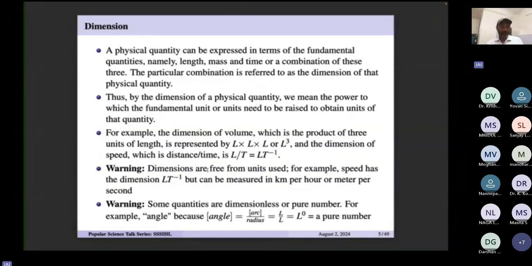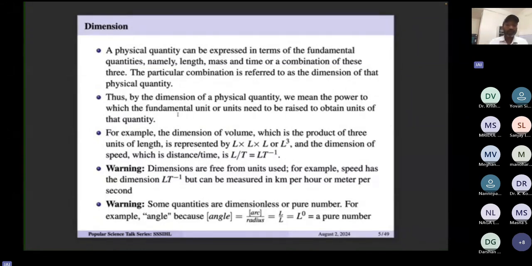So now we'll come to the dimension. How do you define the dimension? Suppose you have some physical quantity and you want to express it in terms of the fundamental quantities, the 3 fundamental quantities, namely length, mass, and time. Is there any combination of these 3 quantities? Whatever group of these 3 fundamental quantities you get to represent a physical quantity, that is called the dimension of that physical quantity.